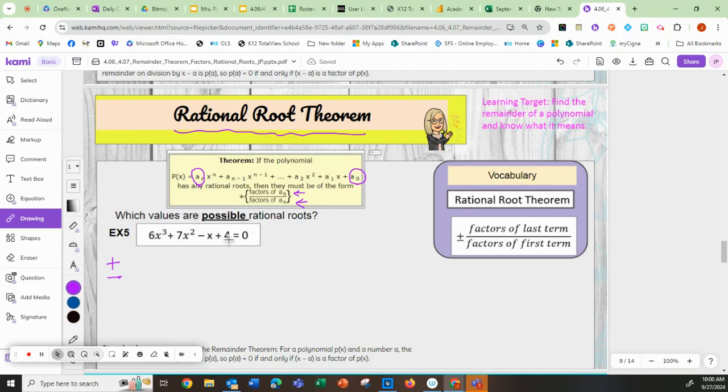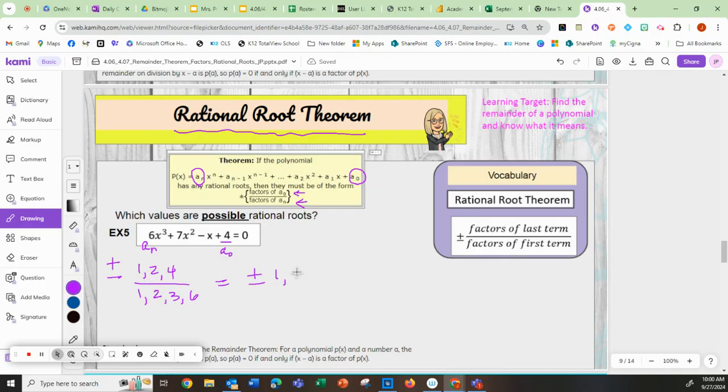So we're going to start with a sub 0, which is our last term. And factors of 4 are 1, 2, and 4. And we're going to divide that by the factors of a sub n, which is going to be your first term. And the factors of 6 are 1, 2, 3, and 6. And then we'll simplify. So remember, the formula says plus or minus. And then what I do is I take the first number in the top, I divide it by all the numbers in the bottom. So 1 divided by 1 is 1.